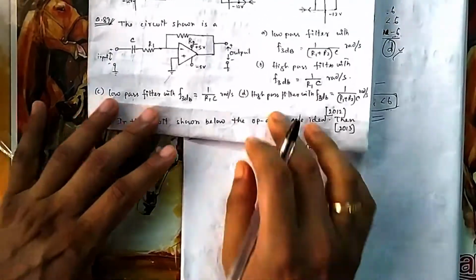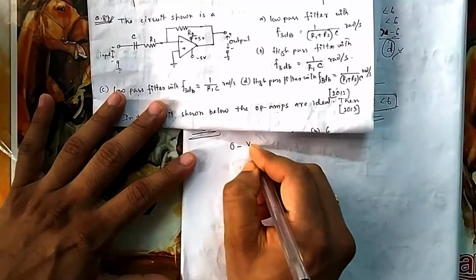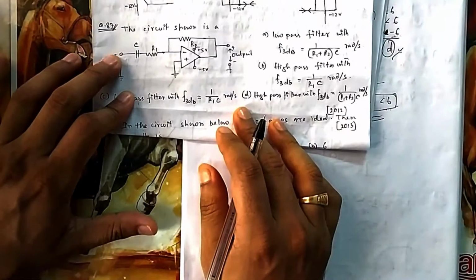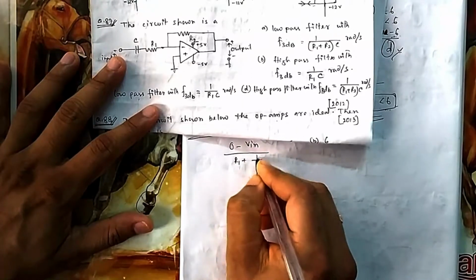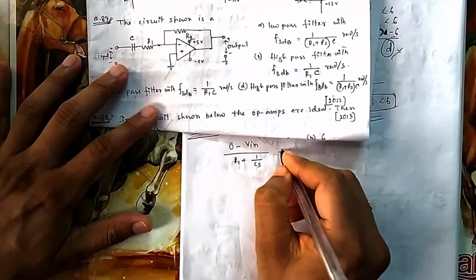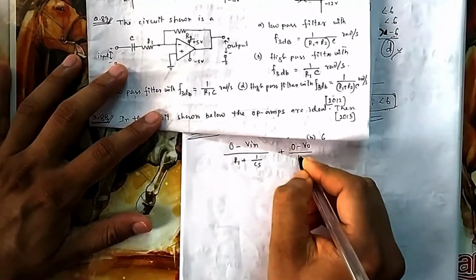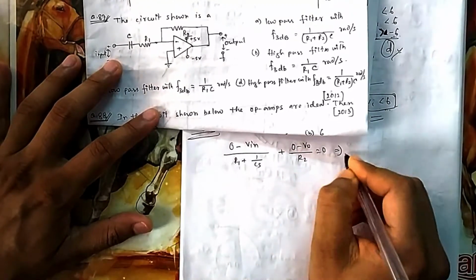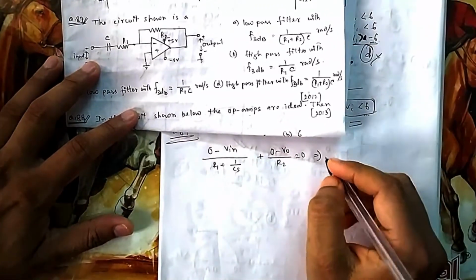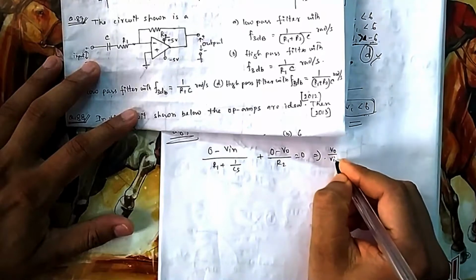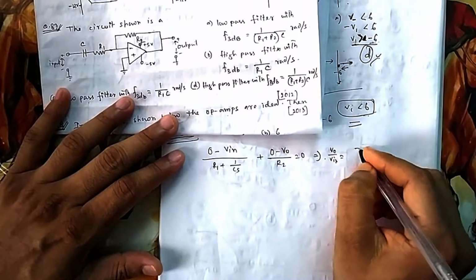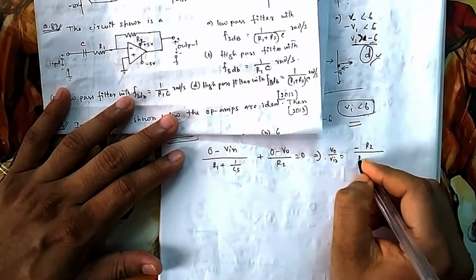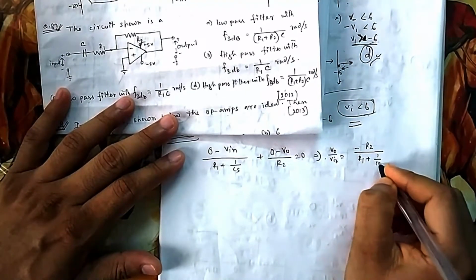So if you apply it, it will be 0 minus V in, this is ground, and I have considered V in. So 0 minus V in by R1 plus 1 by Cs, then plus 0 minus V naught by R2 is equal to 0. If you solve it, you will find V naught by V in, that is the gain you will be getting, is minus R2 by R1 plus 1 by Cs.